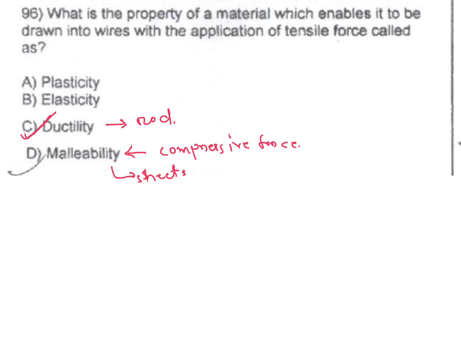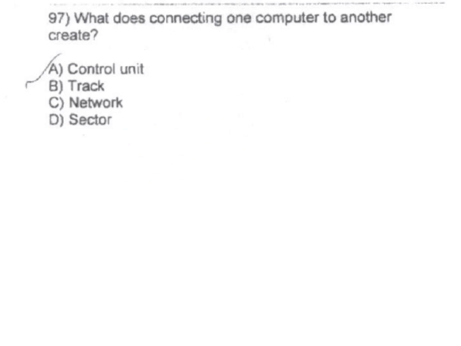What does connecting one computer to another create? C is the answer, network. This type of question they are asking in banking examination. Computer related questions. In railway also, RRB examination also, nowadays they are asking computer related questions.